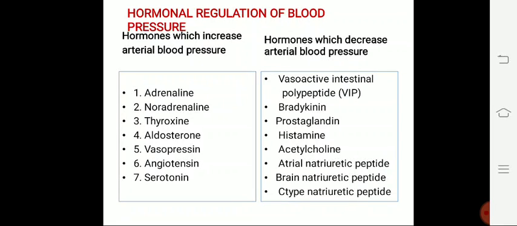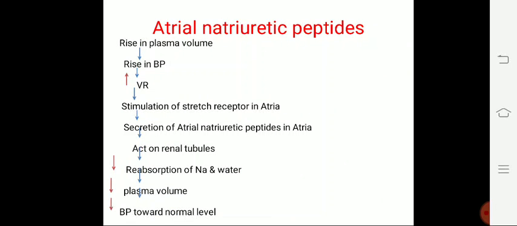This is all about the long-term regulation of the blood pressure. Long-term regulation of the blood pressure is by the direct mechanism or indirect mechanism. Direct mechanism is the renal body fluid feedback mechanism. Indirect mechanism is the renin-angiotensin-aldosterone system, or by the osmoreceptor ADH mechanism and atrial natriuretic peptide mechanism.